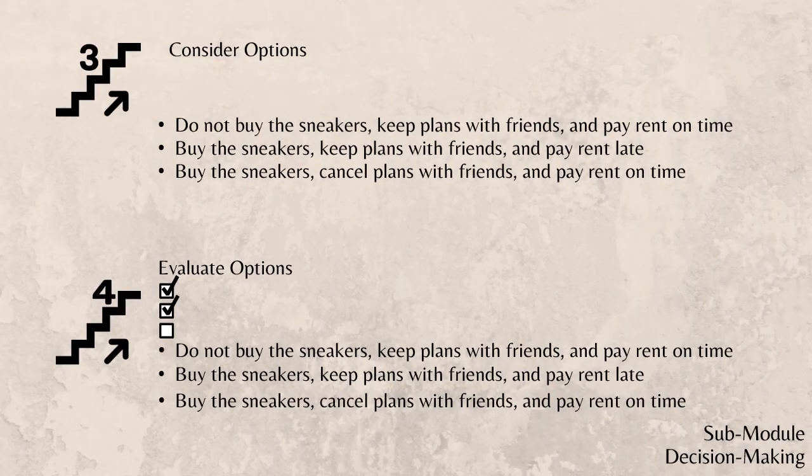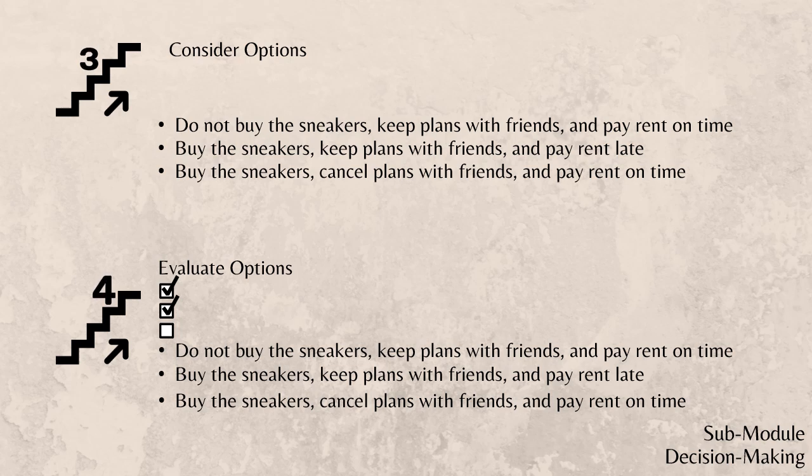Step 3. Consider options. Do not buy the sneakers, keep plans with friends, and pay rent on time. Another option, buy the sneakers, keep the plans with friends, and pay rent late. And last option, buy the sneakers, cancel the plans with friends, and pay rent on time.